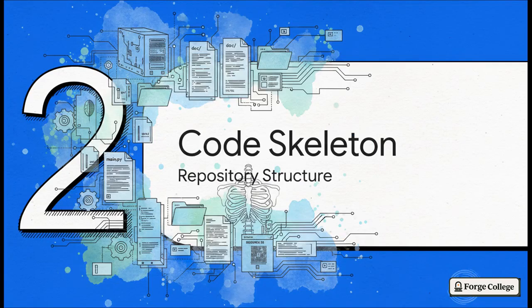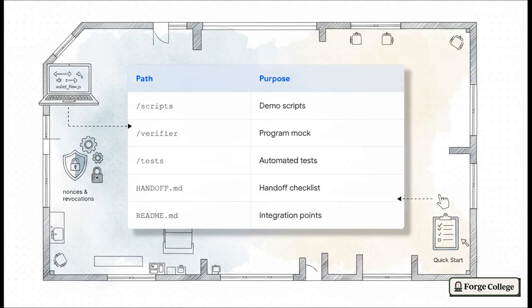Moving right along to Section 2, assembling the code skeleton. Let's map out the physical parts of our machine, starting with how the repository is structured. Think of this layout as your architectural floor plan. It shows exactly where every crucial piece of code lives. You've got your scripts folder, which holds walletflow.js. That's the demo script actually running the wallet to session key flow. Then, your verifier folder holds the program mock validating your nonces and revocations. You've got your automated tests, a handoff.md for checklists, and a readme.md for quick starts. Locking down a predictable structure like this is hands down the best way to prevent integration regressions. The next team shouldn't have to play detective to find where your code starts.